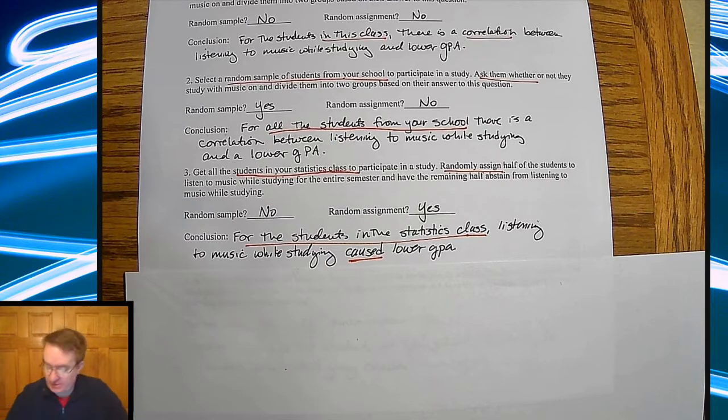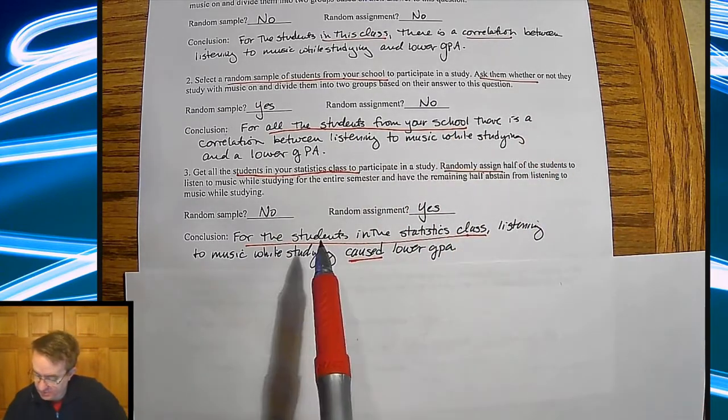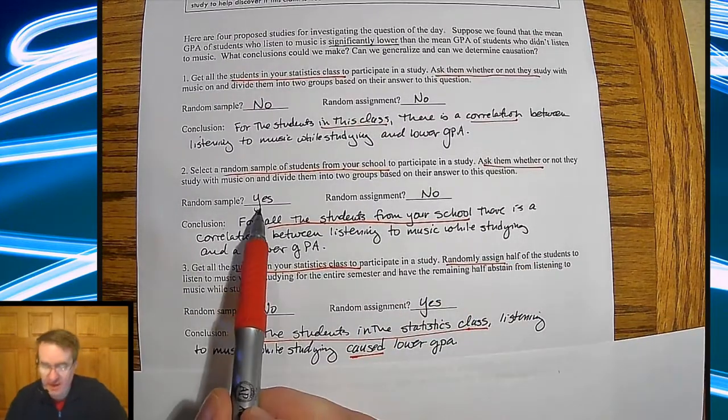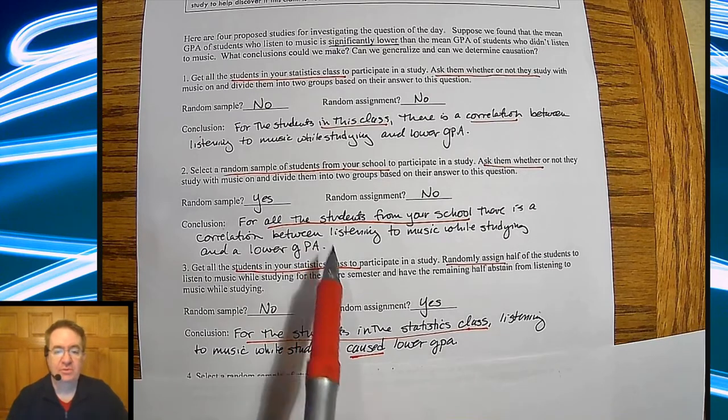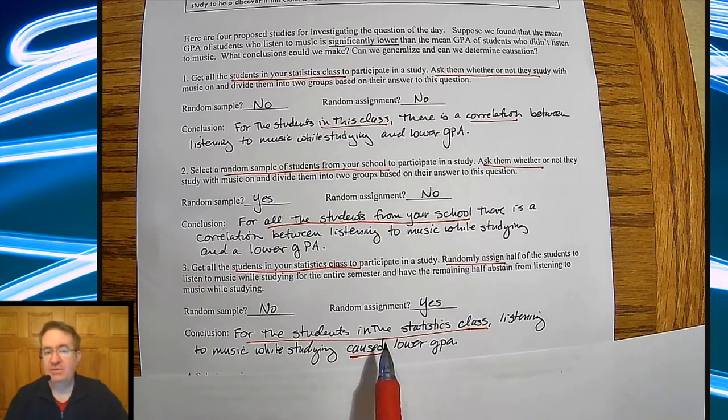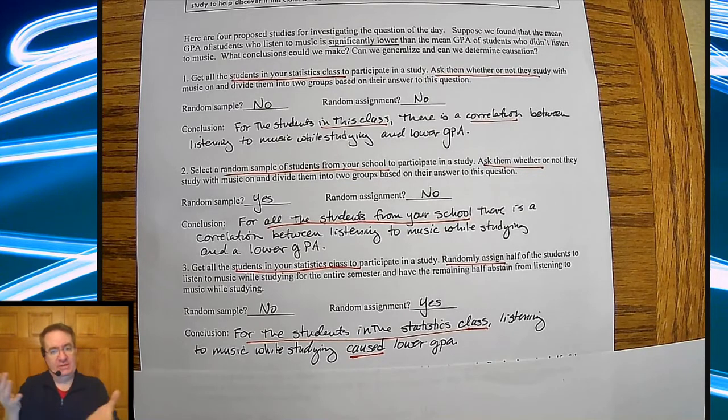So we're starting to see, notice here, random samples allow us to generalize it out to the population. Random assignment allows us to give us a cause. Because again, your groups are going to be somewhat the same. It's going to be more homogeneous.